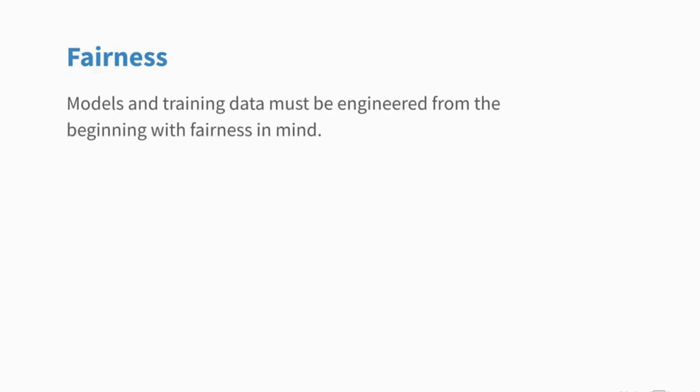Fairness is another important ethical consideration. Machine learning models should be designed to treat all individuals fairly and without bias. For example, if a machine learning model is used to make hiring decisions, it should not discriminate against individuals based on their gender, race, or other protected characteristics.